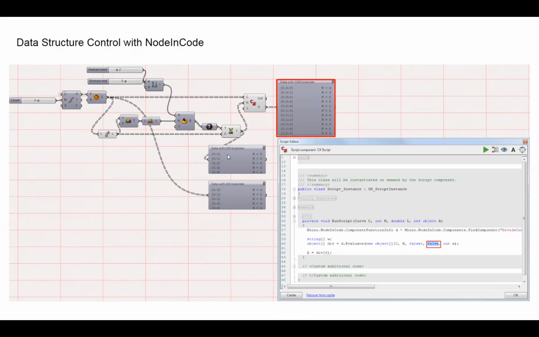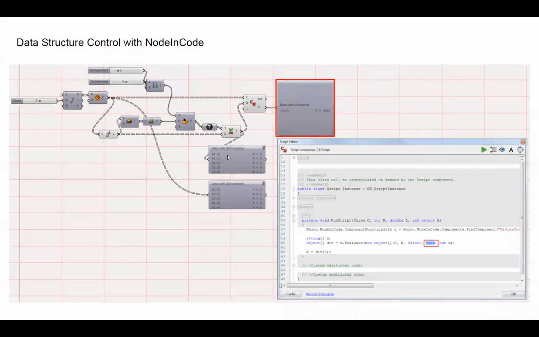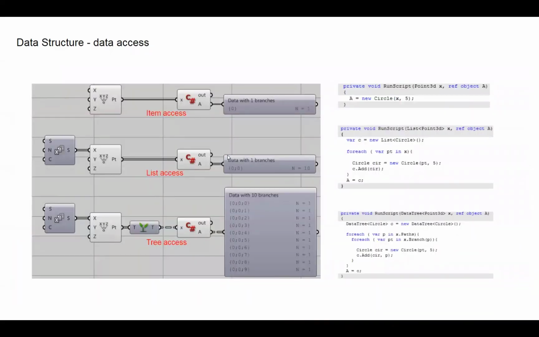This actually has to do with something quite simple, but we always take it for granted without thinking too much, which is the data access. There are three different ways to control your data when you are dealing with this kind of script component, which are item, list, and tree, right? What does it really mean? In principle, when we have one item, we use item access. When we have a list, we do list access. When we have a tree, we do tree access. It's as simple as that.